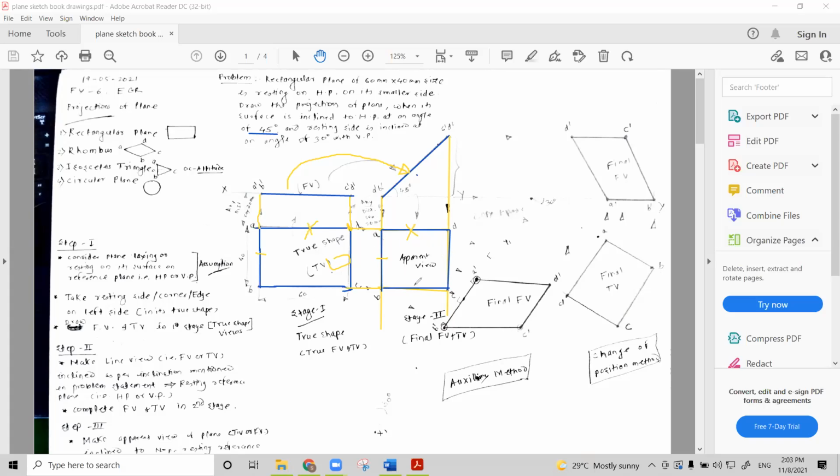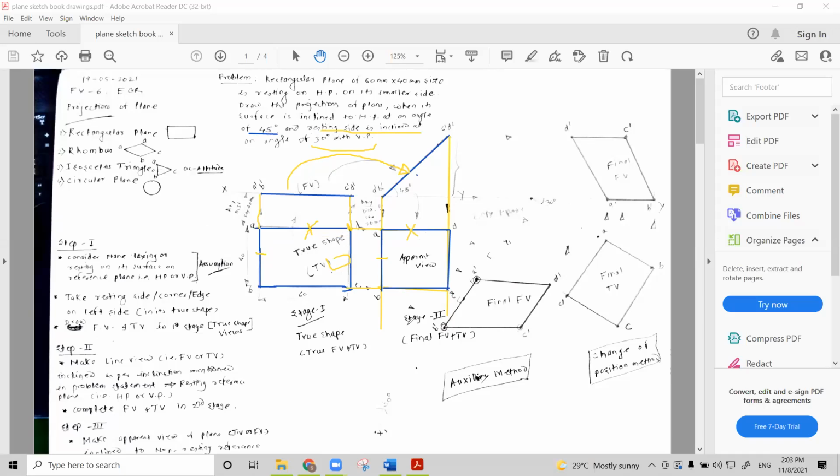So the side AD and the second stage AD will be different. This length AD will be the apparent length, and it will be less than the original AD line. That is actually 60, but in the second stage you will get it less than 60, right? Now, third stage: the resting side is mentioned, inclined at an angle of 30 degrees with the VP, the vertical plane.